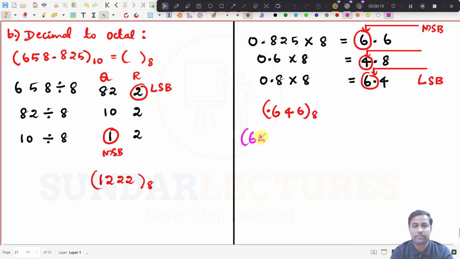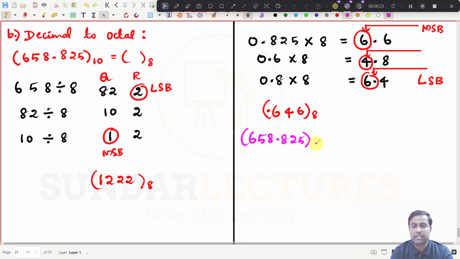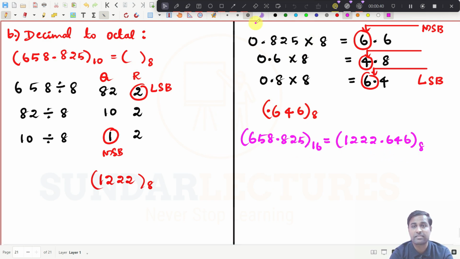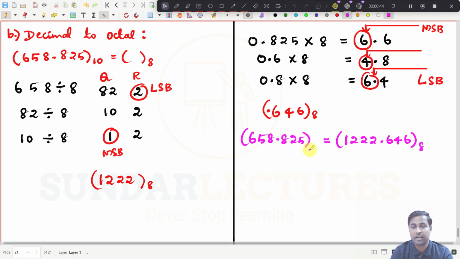658.825 at the base of 16 is equivalent to 1222.646 at the base of 8. This is the final answer, right? So, sorry, not 16. This is base 10, right? This is 10. This is the final answer.